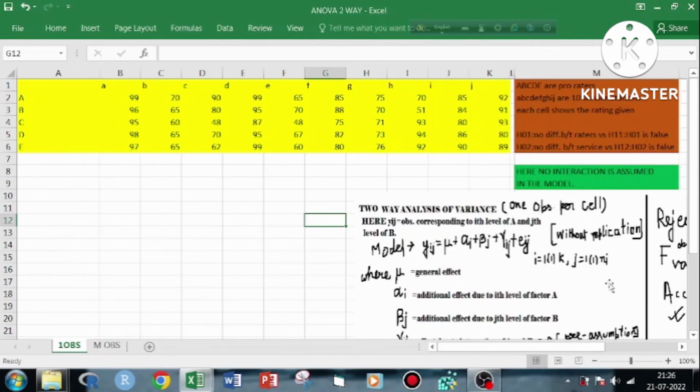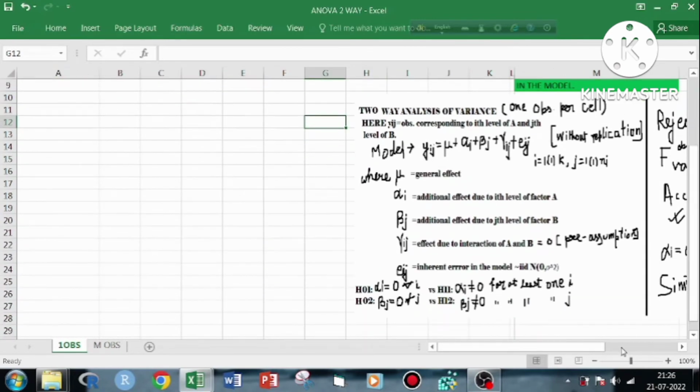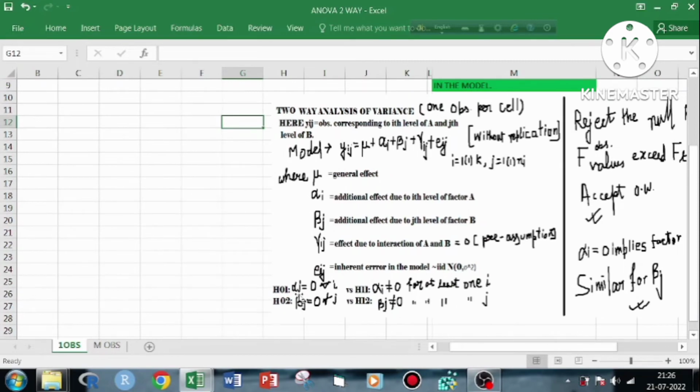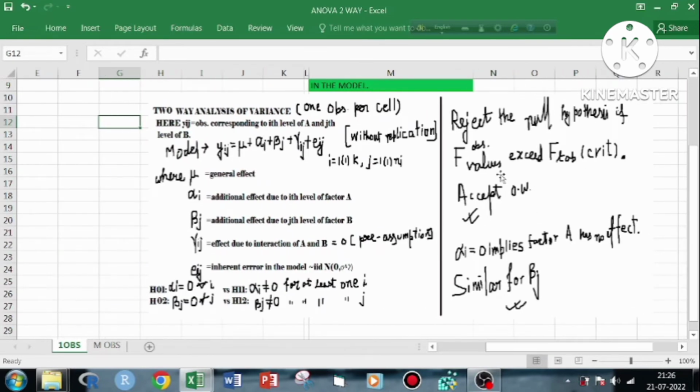So now what is our null? We want to test that there is no additional effect due to the ith level of factor A, against that there is a significant effect on the response yij due to this factor A. Our second null hypothesis is that there is no significant effect due to the factor B, against that there is a significant effect of the factor B on the response. Now what's our test rule? We reject the null if the F observed values exceed the F critical values, and we accept it otherwise.